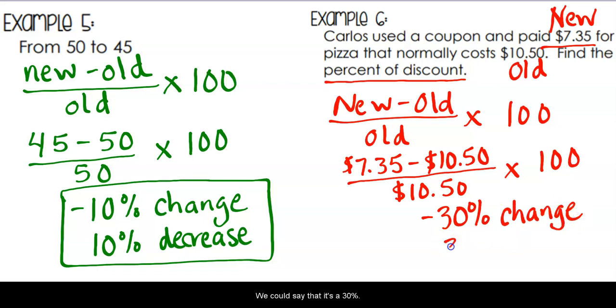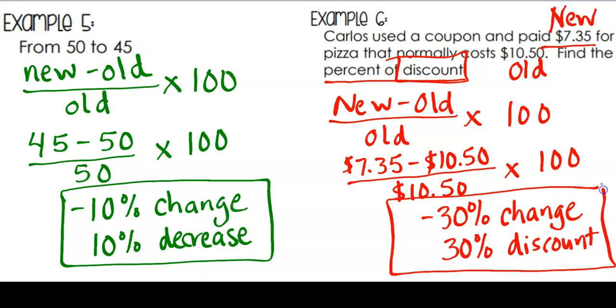or we could say, let's use the word that we have in the problem, it's a 30% discount, which decreases the price. So you can see we calculate it the same way as we do percent increase. It's just we're going to end up with a negative percentage. Or we use the words that represent negative amounts, like decrease and a discount.